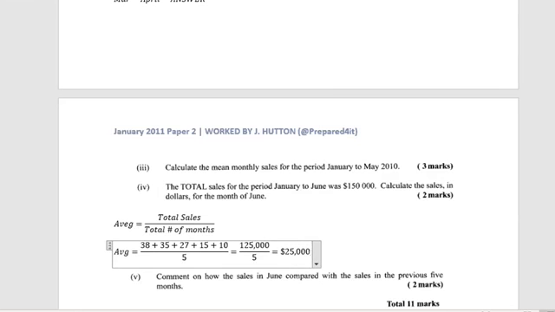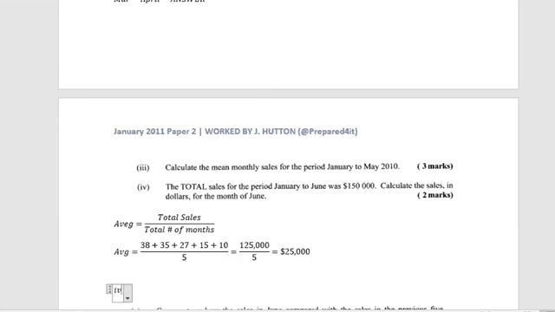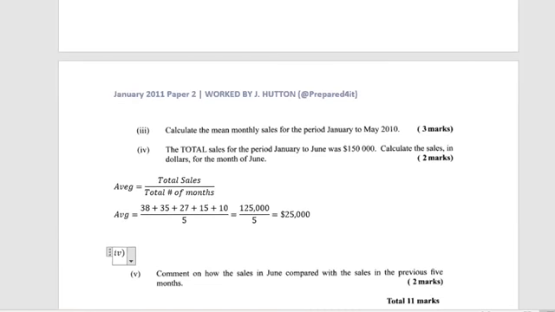So part 4 says the total sales for the period January to June was $150,000. Calculate the sales in dollars for the month of June. So for January to May, we had recorded 125,000, which is the total sales. So now an additional month came on, January to June. So what would be the total sales recorded in June?